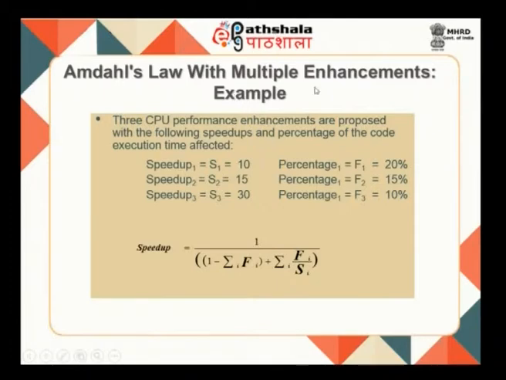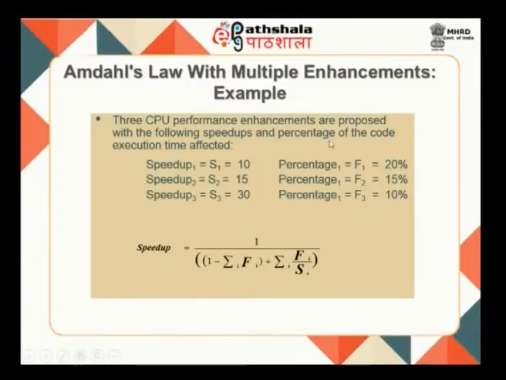Now suppose you have multiple enhancements, you are not just bringing in one enhancement to the system, you are bringing multiple enhancements to the system. So let us assume that 3 performance enhancements are proposed with the following speed ups and percentage of the code execution time affected. I have 3 speed ups, S1, S2, S3, and this tells you the local speed ups: 10, the second enhancement gives you a speed up of 15, the third enhancement gives you a speed up of 30, and the percentages for which these enhancements are active are 20%, 15% and 10% respectively.